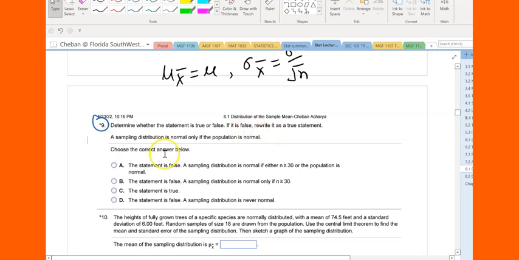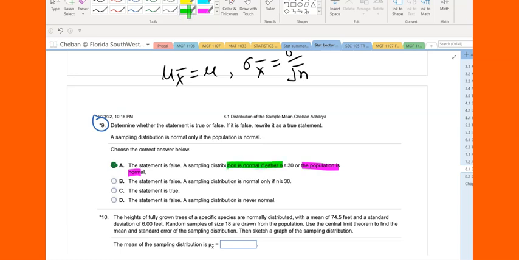Do you understand what the question is asking for? A sampling distribution is normal only if the population is normal. That's not always true. The answer is A: a sampling distribution is normal if either n is greater than or equal to 30 or the population is normal. There are two criteria. Either the population has to be normal or the sample size must be greater than 30. Either or. In both scenarios, the sampling distribution is normal. Okay.